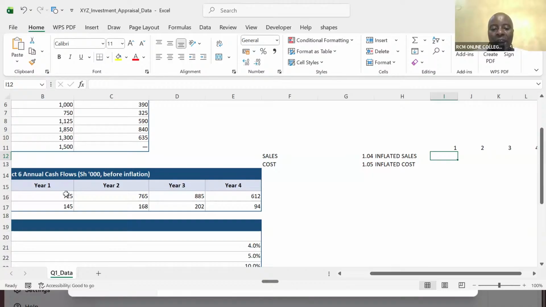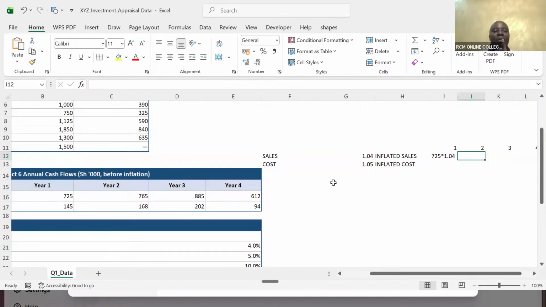So I should talk of 725. I say times 1 plus inflation. I say times 1.04. When I come to year number 2, please be very, very careful.